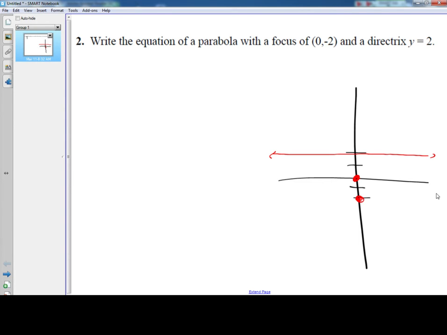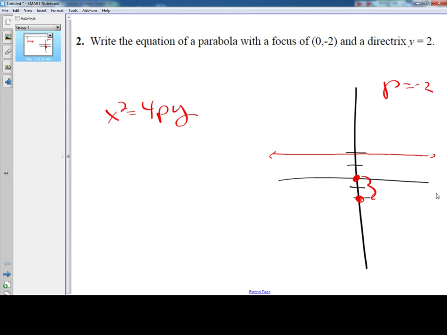Okay, so here's what I know. Because this is a vertical parabola, it's going to take on the form x squared equals 4py. Correct? Has to take on that form. Now, p is simply the distance from my vertex to my focus. And how did I have to travel to get there? I had to go down 1, 2 units, didn't I? Therefore, p is -2.